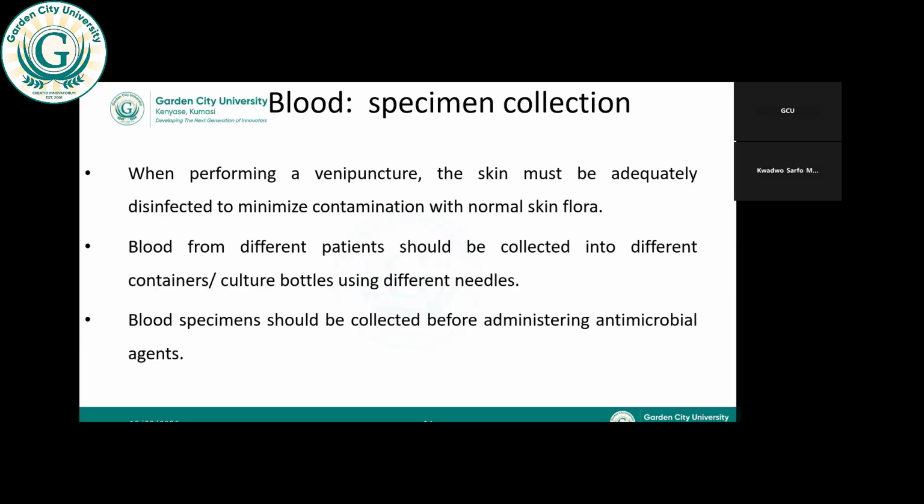And if you are collecting from different clients, and it has to do with blood, I hope you are not going to use the same needle to collect these.